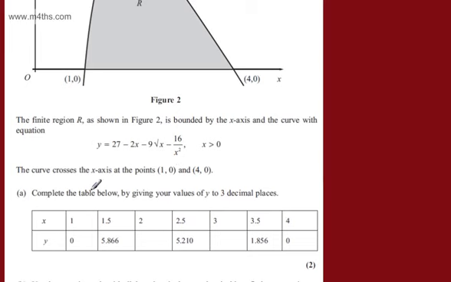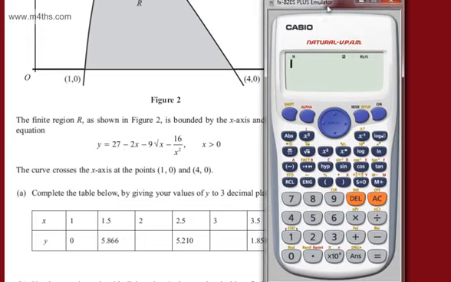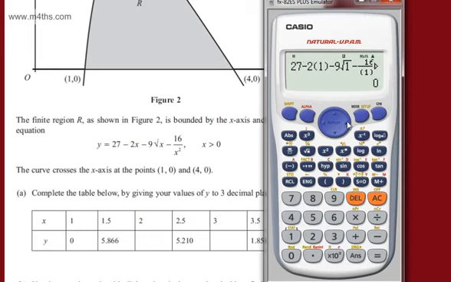In part A, we're asked to complete the table below by giving your value of y to 3 decimal places. So let's put this in the calculator now, and I'm going to set this up and put one of the values they've already given me in. I do this just to check what I'm putting in is correct. You don't have to, but I'm going to sub in 1 to start with. So put my bracket up, we'll put 1 in, then minus 9 lots of the root of 1, then minus 16 over 1 squared. I want this to show me that it's going to be 0, therefore I know what I've put in here is going to be right.